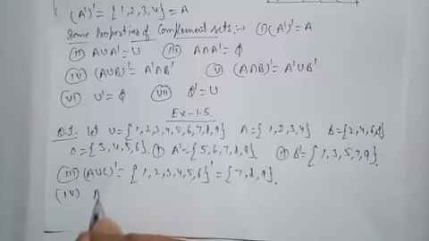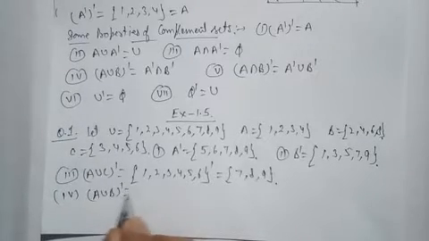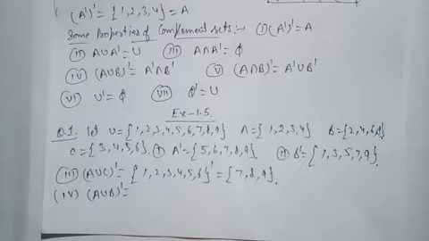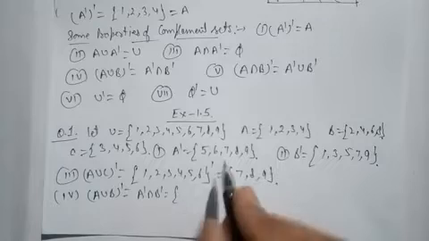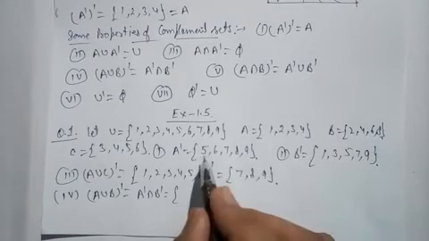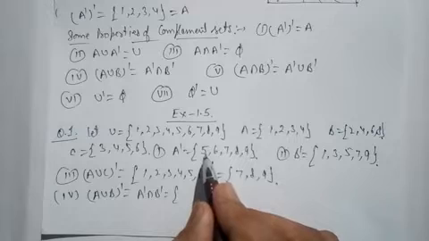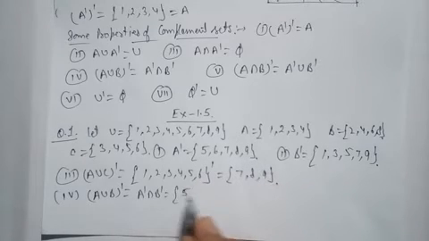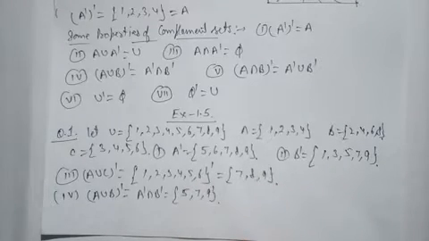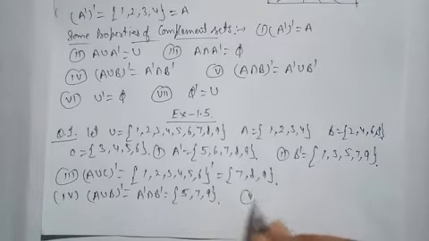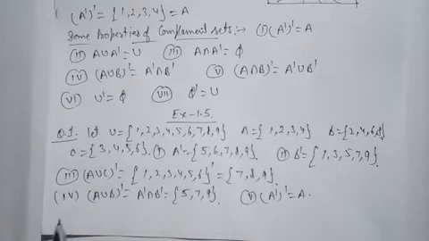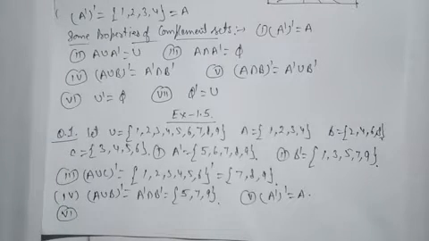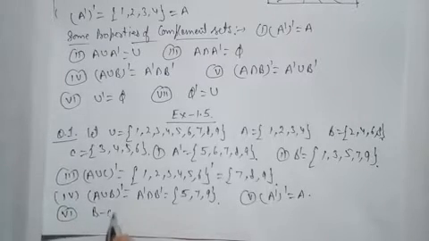Fourth is A union B complement. You find A union B and then the complement, or we use A complement intersection B complement. The intersection is 5, 7, 9. The result is 5, 7, 9. Why? Anyway, you find. Fifth is A complement equals A. Try it yourself.